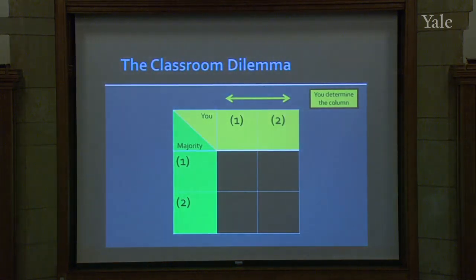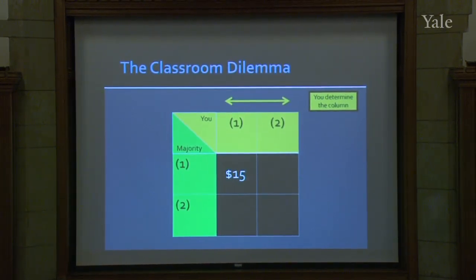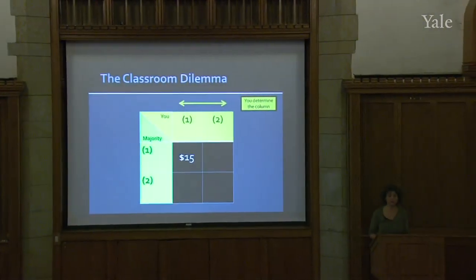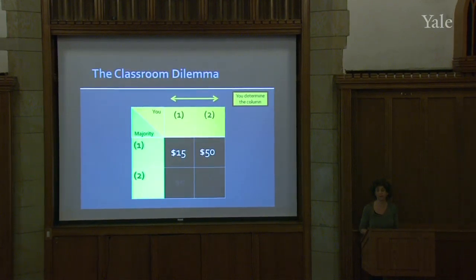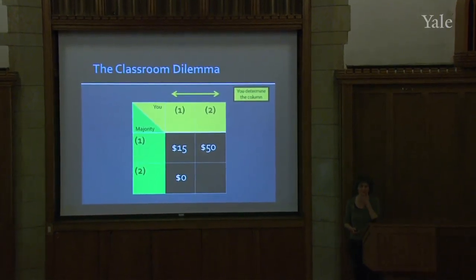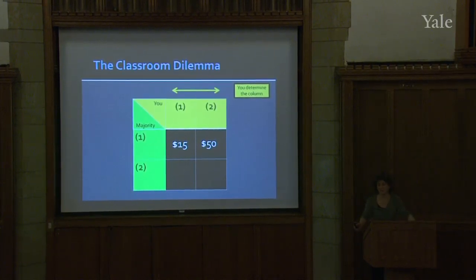If you choose 1, and the majority of the class chooses 1, you will get $15. Here's a 20 right here, and I will make change for you. If you choose 2, and the majority of the class chooses 1, you will get $50. I'm betting on game theory here. If you choose 1, and the majority of the class chooses 2, I wanted to put in a penalty here, but I couldn't ask you for money, so you'll just get nothing. And if you choose 2 and the majority of the class chooses 2, you will get $5.